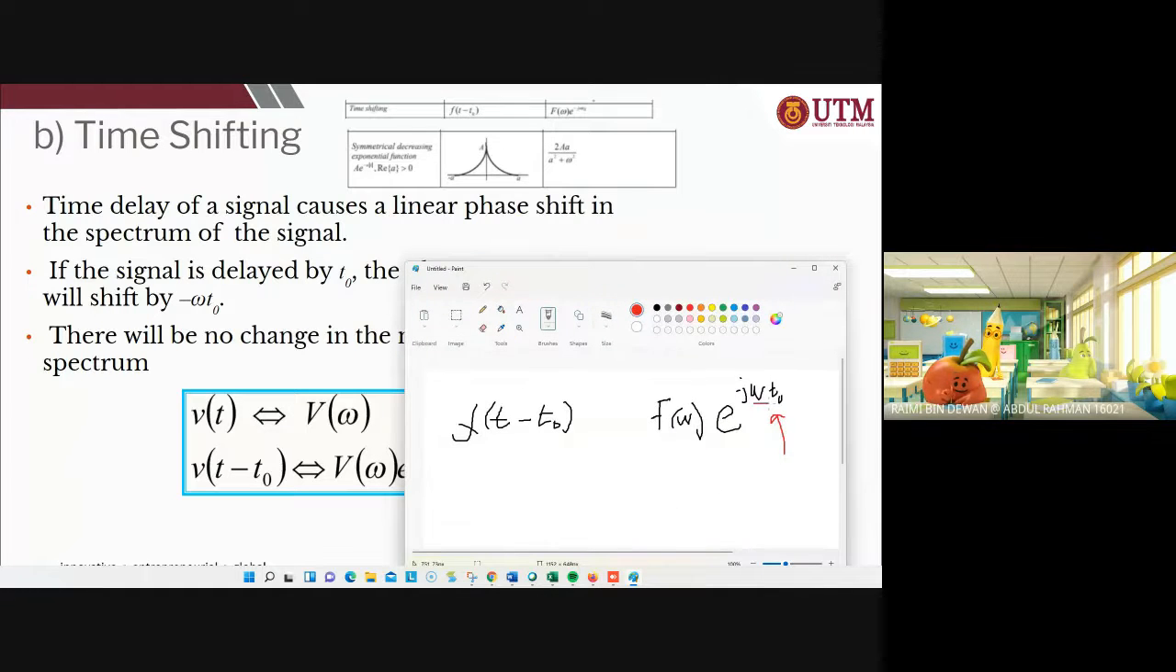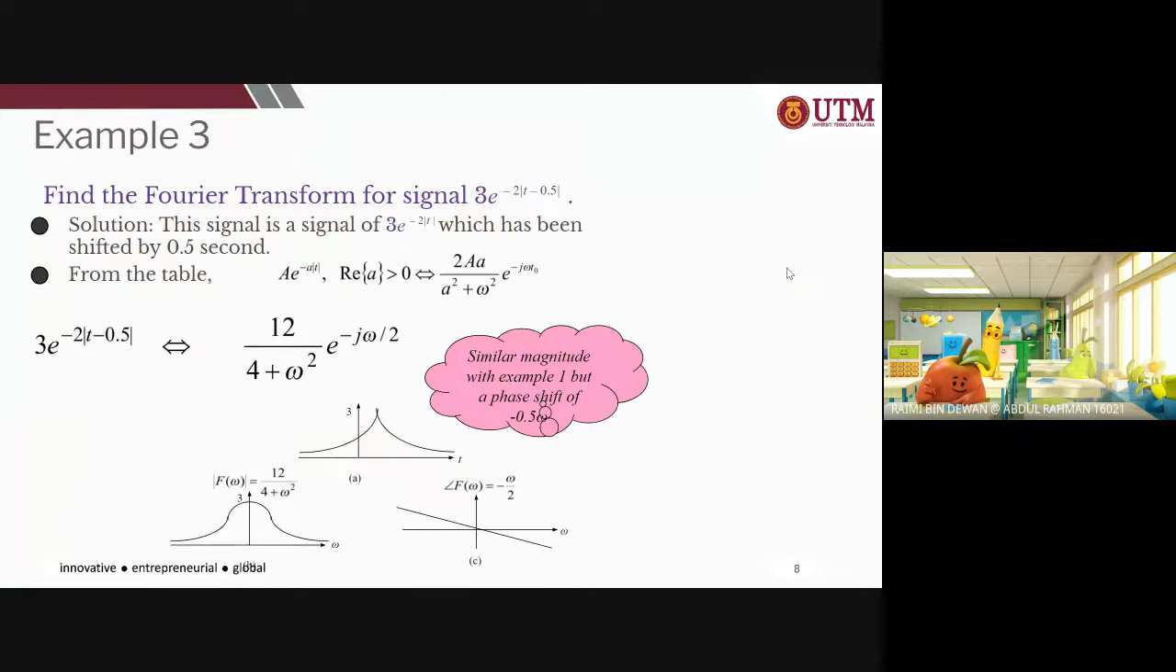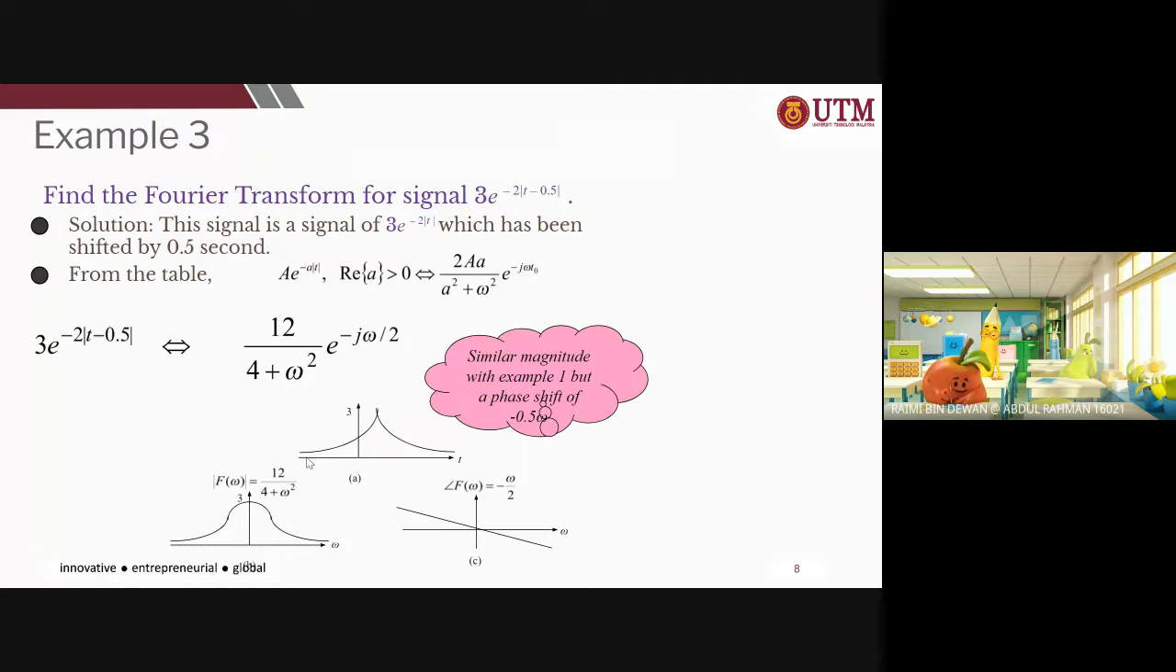This is just frequency. So you can refer to here. Find the Fourier transform for the signal 3e negative 2t minus 0.5.